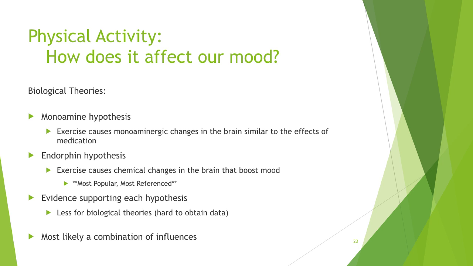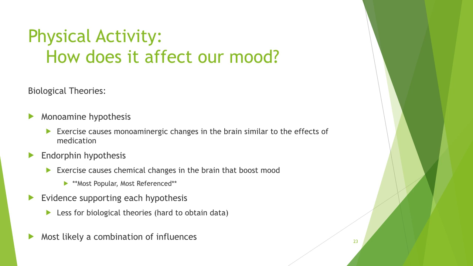Now, there are also more biological theories claiming to understand why we enjoy exercise. Let's take a moment to briefly go over these. Again, they're in the textbook, so we're just going to touch on them here, and if you want a more in-depth review, I would refer you to the chapter. The first is the monoamine hypothesis, and it claims that changes in the chemicals in the brain cause improvements in your mood. It's really similar to the effects of many medications.